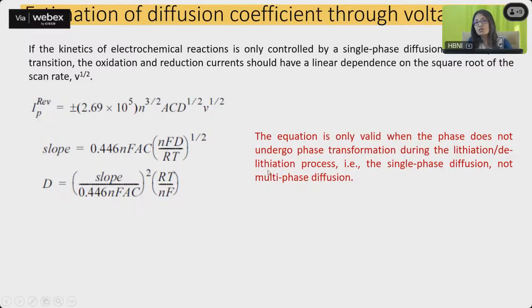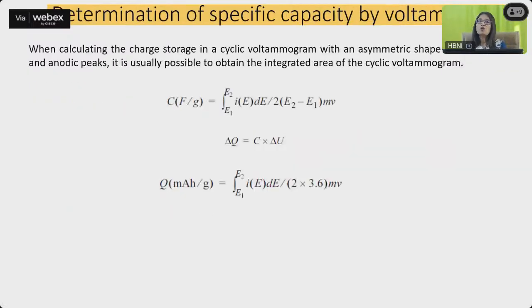And so this particular equation is only valid when the phase does not undergo any phase transformation during the lithiation and delithiation process. So it is only a single phase diffusion, not a multi-phase diffusion. So this is an approximation which I have to use. So when I'm doing an intercalation reaction, I can find out the diffusion coefficient through my CV, provided it is a single phase diffusion and not a multi-phase diffusion reaction. And you can also determine the specific capacity by voltammetry.